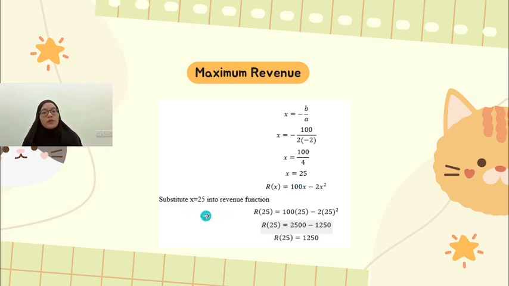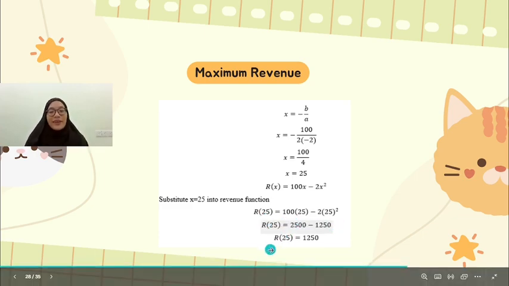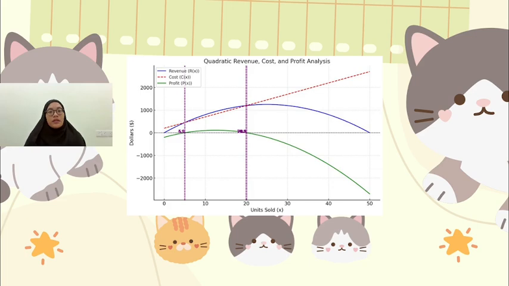Then we substitute x equal to 25 into the revenue function, and by using the calculator we got the answer. So the final answer is R(25) is equal to $1,250.